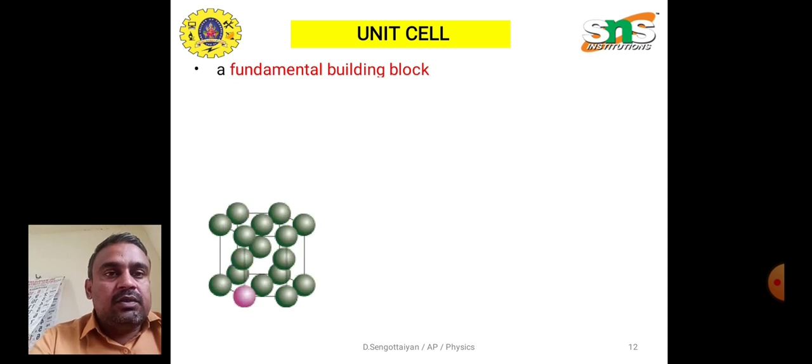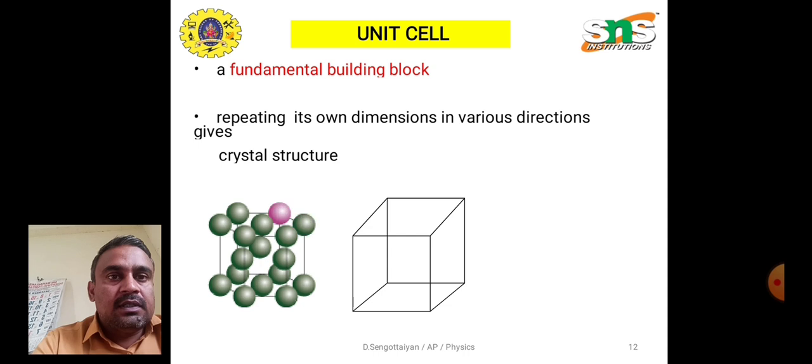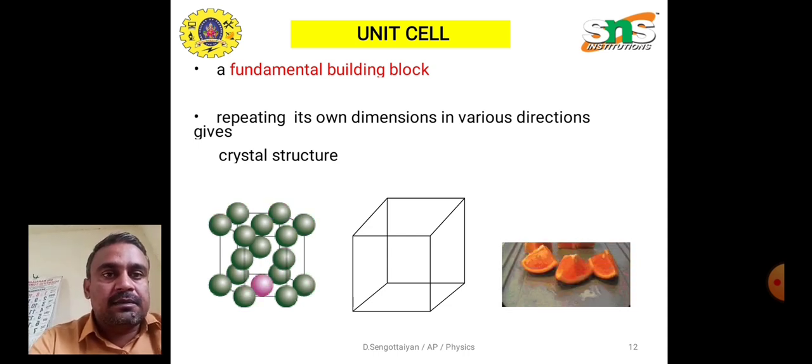Finally, the unit cell is the fundamental building block in 3 dimensions. Repeating it in various directions gives the crystal structure.